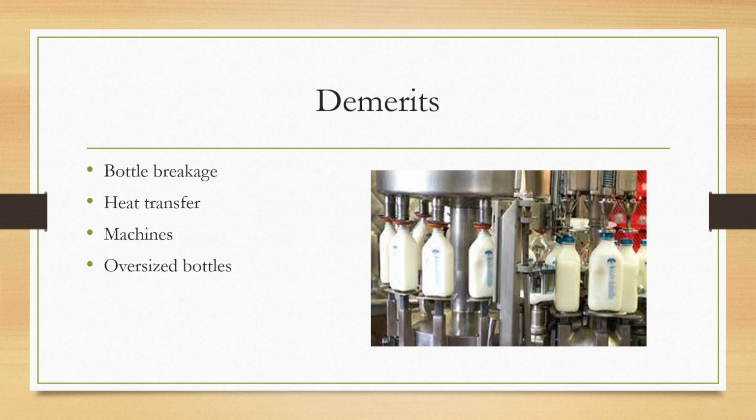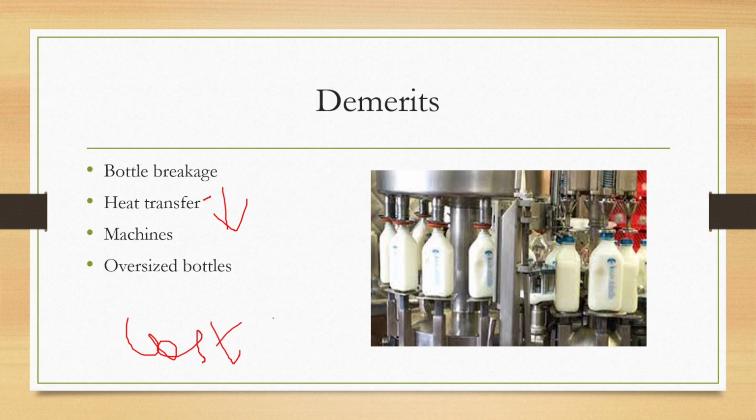So, when we talk about the demerits, when you subject a glass bottle to such a temperature, there are chances for bottle breakage. Next, the heat transfer during heating as well as cooling is very low. Now, for in-bottle pasteurization, special types of machines and caps are required. When special types of machines or caps are required, the cost of the product also increases.